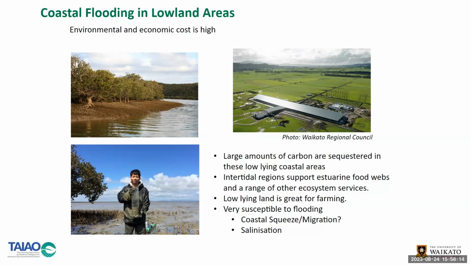They're very susceptible to flooding, as I said. And so their general future will depend on whether those wetland areas can migrate or not. And a lot of them can't migrate at the moment because they've got seawalls backing them to protect the farmland behind.